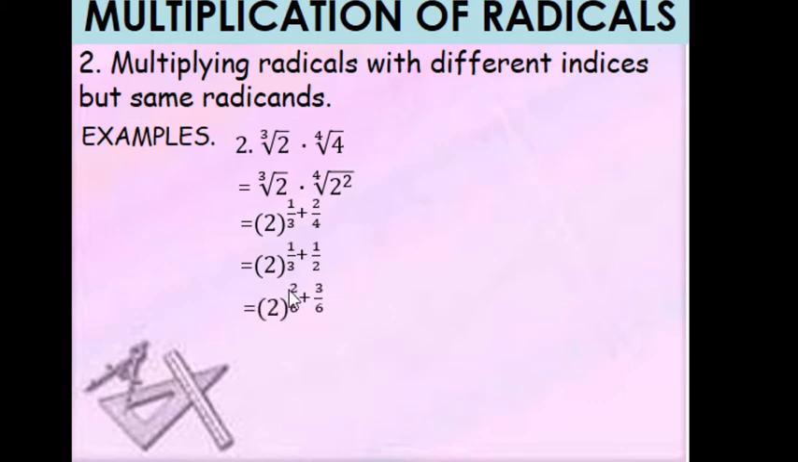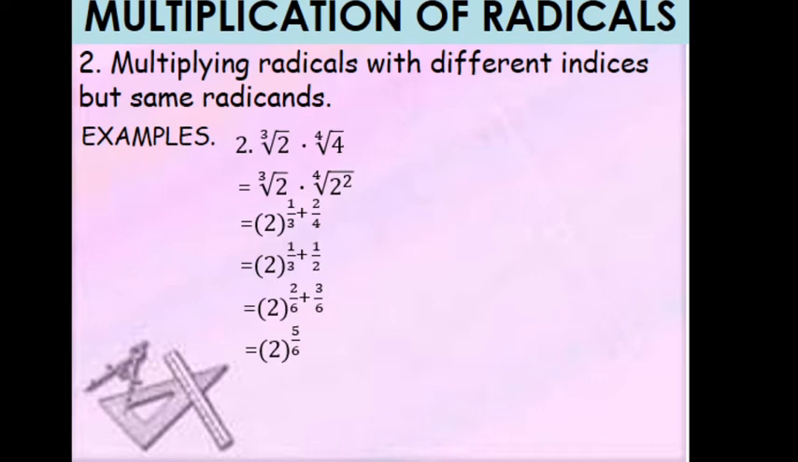So this will become yung kanyang LCD is 6. So 6 divided by 3 is 2 times 1. So kaya siya naging 2 over 6. And 6 divided by 2 is 3 times 1. So kaya ito ay naging 3. So ngayon, pareho na siya ng denominator. Pwede na nating i-add yung kanyang exponents. So this will become 2 raised to 5 over 6.